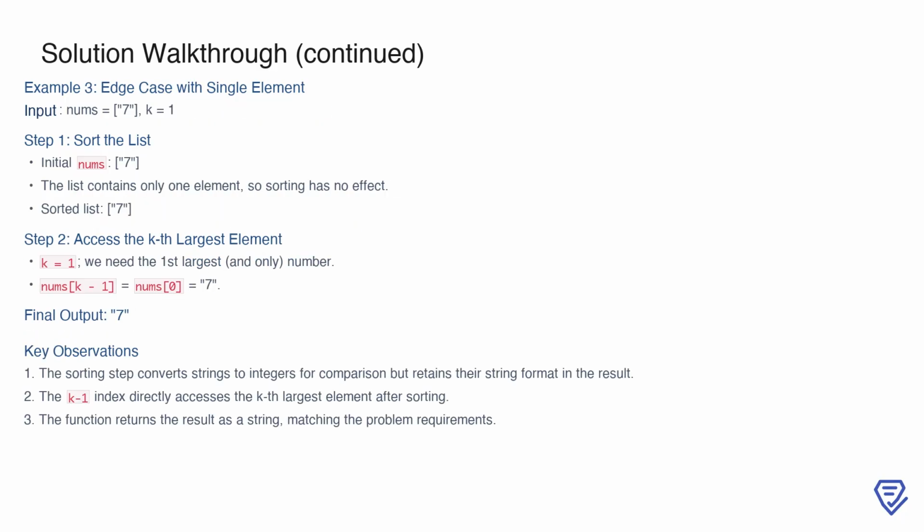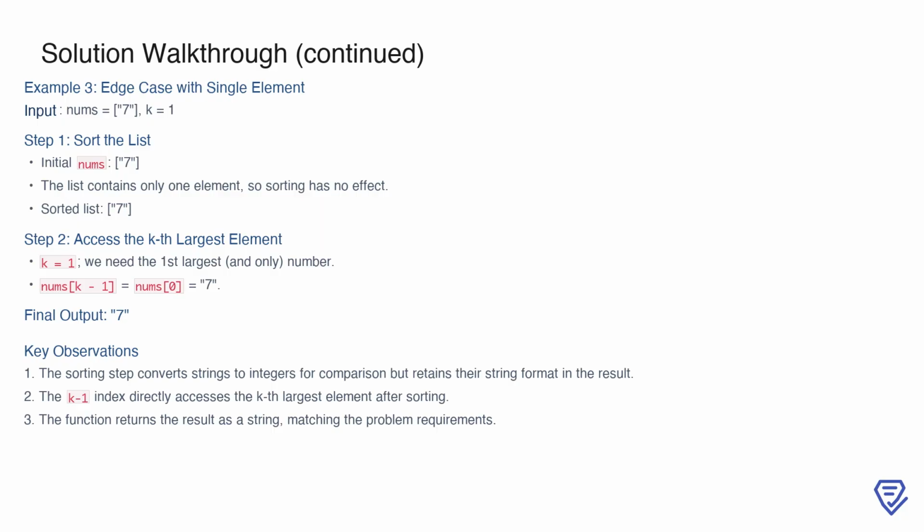For our last example, we examine an edge case where the input list contains only a single element, 7, and k is 1. Since there is only one element, the sorting step doesn't change the list, and it remains as 7. Here, the task is simply to access the first largest element, which corresponds to index k-1, or index 0. The value at this index is 7, making it the final output.